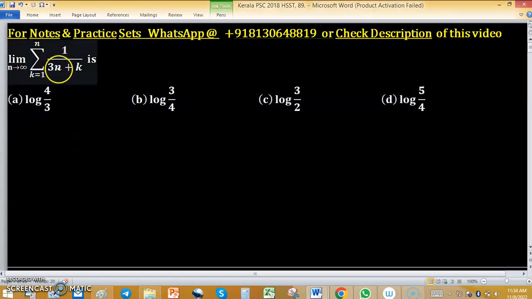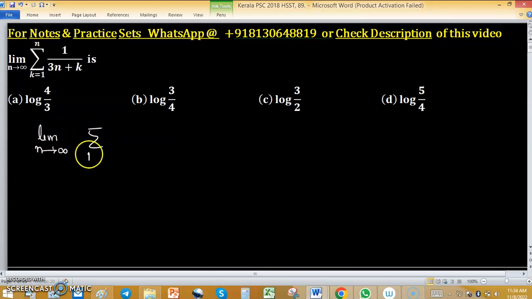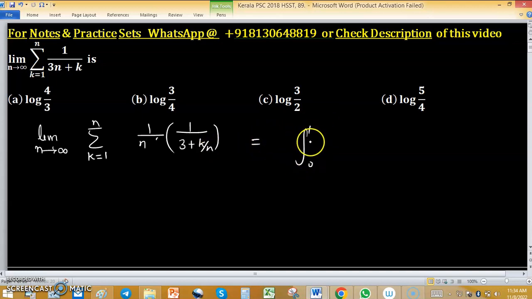We have to find the limit of the given expression. To solve this problem, we will use the concept of definite integral as the limit of a sum. For this, I can write this problem as limit n tends to infinity, summation running from k equals 1 to n, of 1 upon n, and 1 upon 3 plus k by n. Using definite integral, I can write the lower limit as 0 and the upper limit as 1.